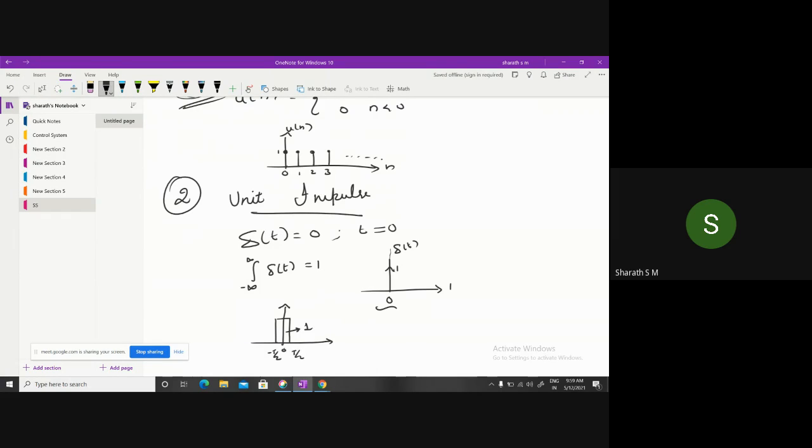But for all the problems, we are going to write it like this. Here the area is equal to 1, but the amplitude level is bounded to infinity. Impulse function means its amplitude level is up to infinity. So the 1 is not the amplitude level. Whatever the 1 we are observing, that is not amplitude. That's the area of the signal. But the amplitude level of this particular signal is infinity.